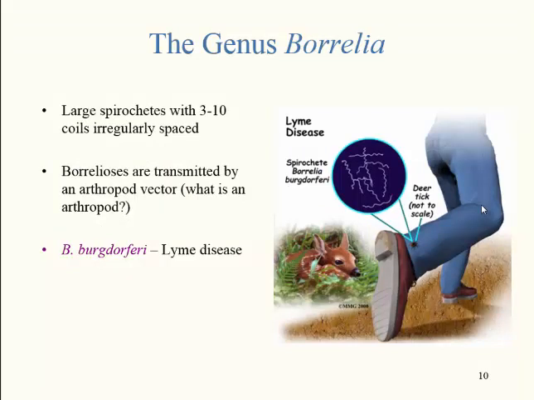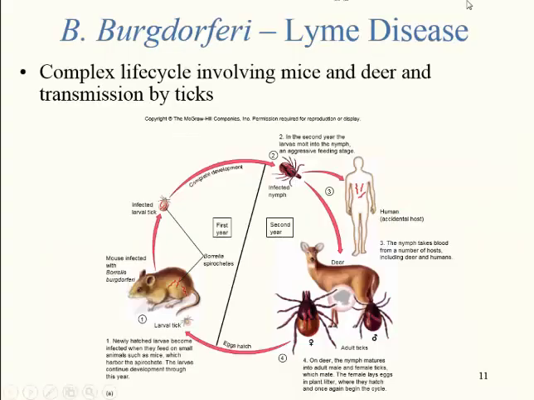Borrelia. So Borrelia burgdorferi is the causative agent of Lyme disease. It is also a spirochete. It is transmitted through an arthropod vector. An arthropod vector in this case is a deer tick. And so when we think about the life cycle of Borrelia, I'm going to go into this brief bit of information. So you have a larval tick.